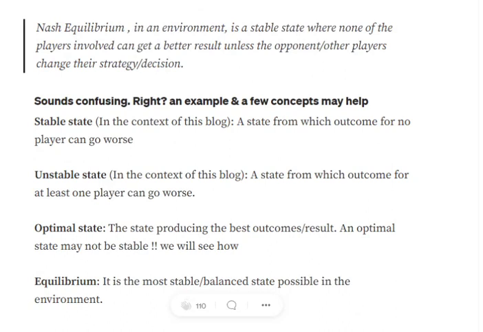Right. So for Nash equilibrium, we will be remembering two major points. One is that Nash equilibrium is a particular state where the result for a particular player can't go worse, and even if he changes his strategy, his result can't improve. So it is a situation in which the player can get better results only if the opponent changes his strategy. Else, he's getting this as the bare minimum. His condition can't go worse. So let's understand with an example.